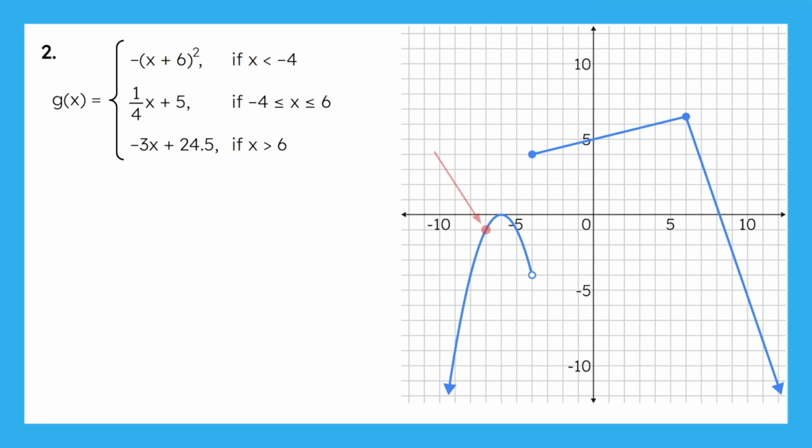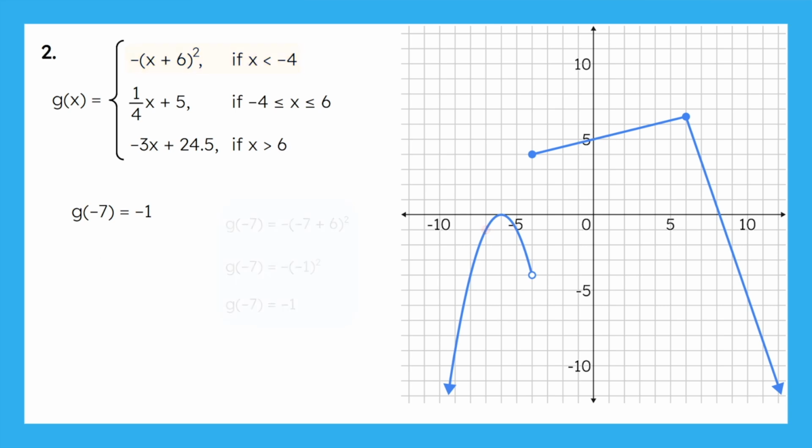We can clearly see on the graph that g of negative 7 is negative 1. If we were to evaluate using the function, we'd use the first interval since negative 7 is less than negative 4, and we'd also get an output of negative 1.